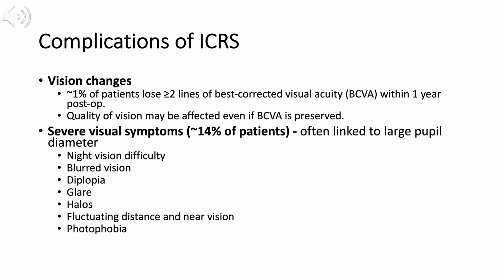irregularities in corneal optics. More notably, around 14% of patients report severe visual symptoms, which are frequently associated with larger pupil diameters. These symptoms include night vision difficulties, blurred vision, and diplopia. Patients may also experience glare and halos, particularly in dim lighting conditions, as well as fluctuations in both distance and near vision. Photophobia is another common complaint in this group.